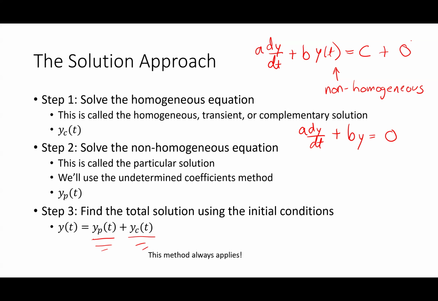Now, why do we end up doing 2? Because if I solve the non-homogeneous one, which is the original equation, I'm going to get the steady state solution. It doesn't capture the transient piece. I have to solve the homogeneous to be able to get the transient piece. All right. So we're going to do that here. But this method always works.